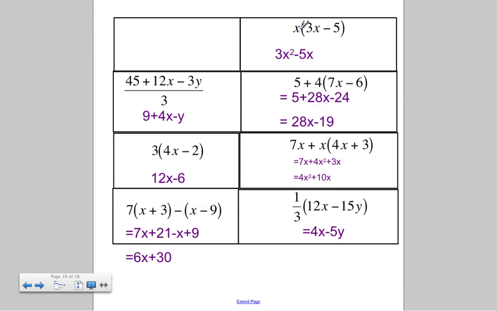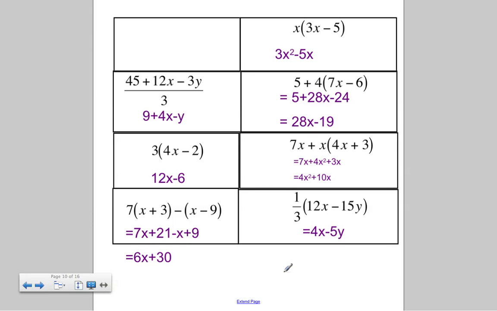You'll remember in chapters 1 and 2, we kind of reviewed what an exponent means. So x times 3x is 3x squared. X times 5 is 5x. So here are your answers. The 1/3, it's called the definition of division, is the same as dividing by 3. So you could just divide all of these by 3. Watch this one here. You may not have multiplied the x and the 4x to get 4x squared, not just 4x.